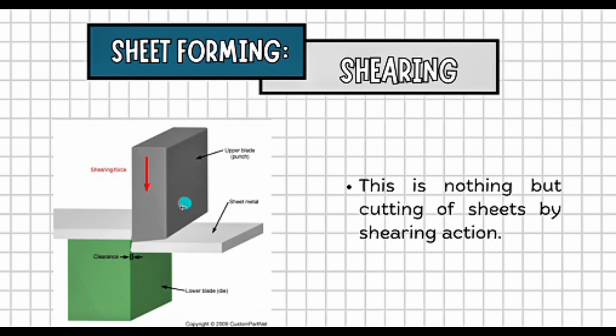So, the distance between the upper blade and the lower blade is known as the clearance or the blade clearance. So, it is crucial for achieving high quality cuts and extending the lifespan of the blades. And that's all. Thank you.